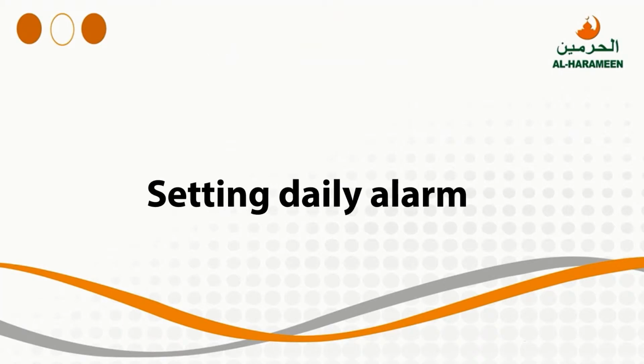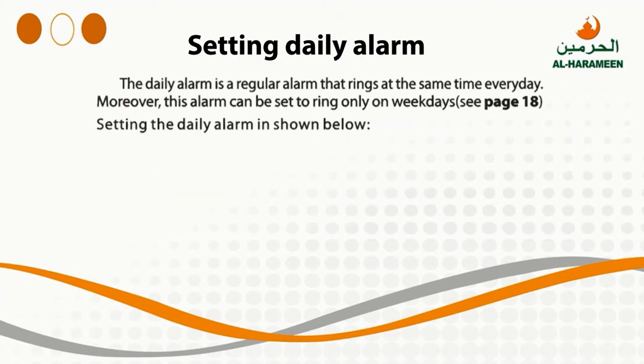Setting daily alarm. The daily alarm is a regular alarm that rings at the same time every day. Moreover, this alarm can be set to ring only on weekends. See page 18. Setting the daily alarm is shown below.